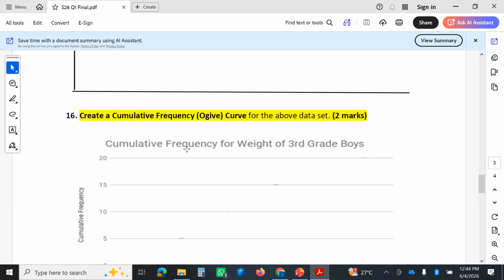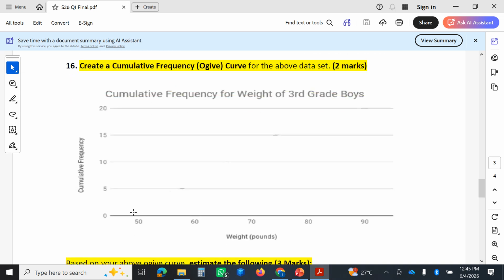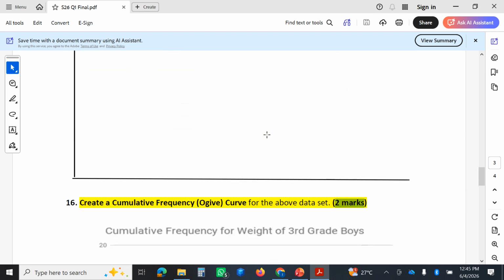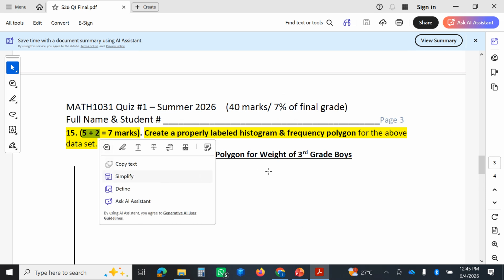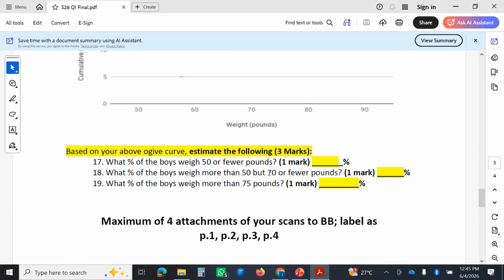Okay. Then I want you to create a cumulative frequency graph, an ogive. You remember that one there? It went up and up and up. That's what we're looking for there. Give me details. I think most of them are here. There's your title, just looking for the line itself. That's why it's only worth 2 marks. And this one up here was worth 5 plus 2, so the histogram is 5, and the frequency polygon is 2. And from this information there are 3 little questions I want you guys to fill in.